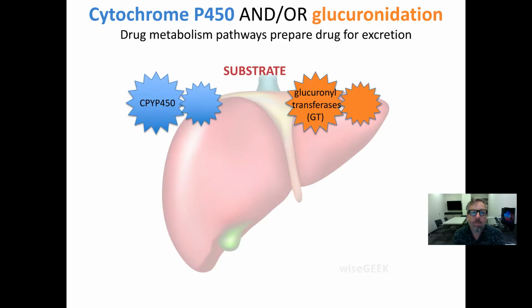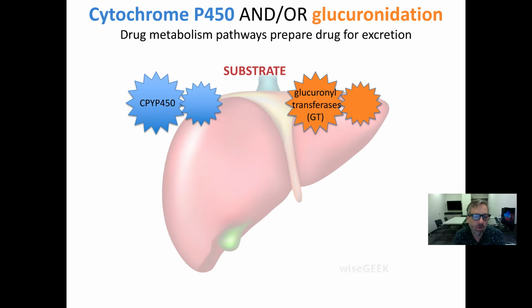So let's talk about how drugs get broken down. That's what's meant by metabolism. When we talk about drug metabolism, we're talking about the breakdown of drugs or the preparation for them to be excreted from the body. Generally, what it's doing is making that molecule more water soluble so it can leave through the kidneys and out of the body through urine. And there are usually two pathways that a substrate, which is another word for a drug, will be broken down.